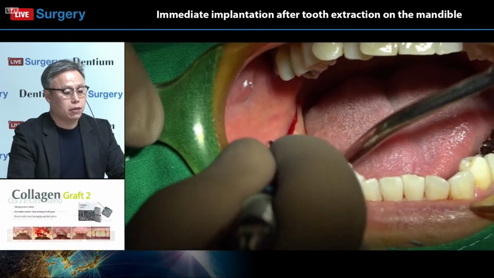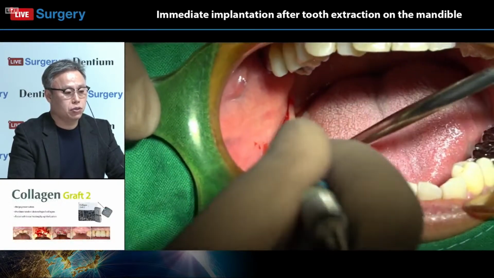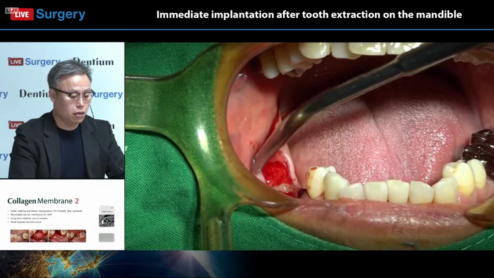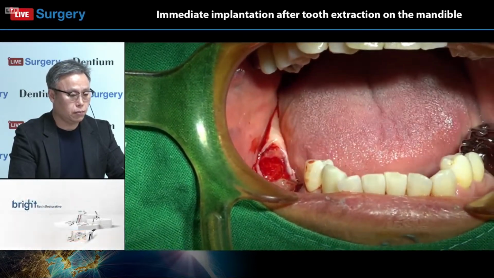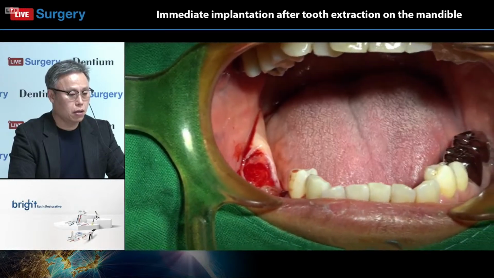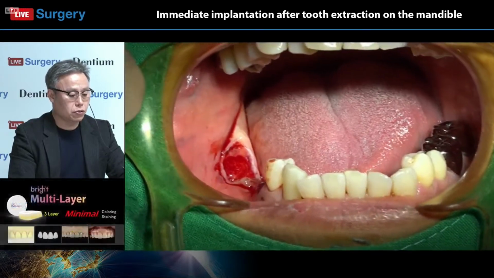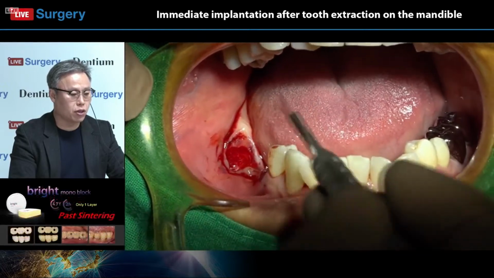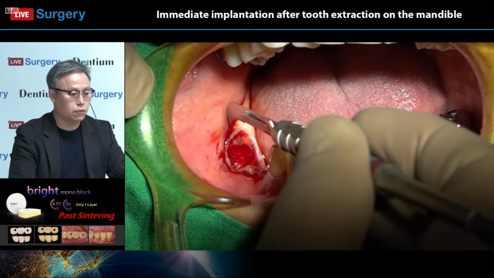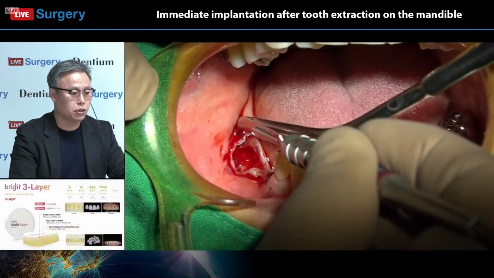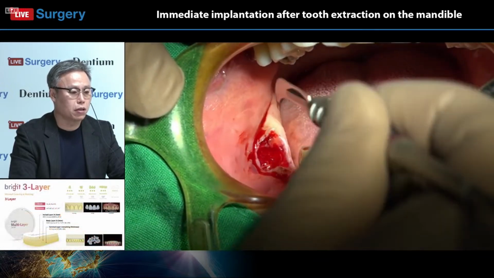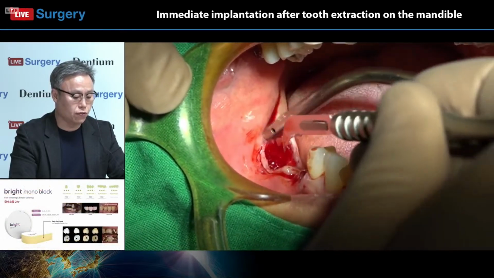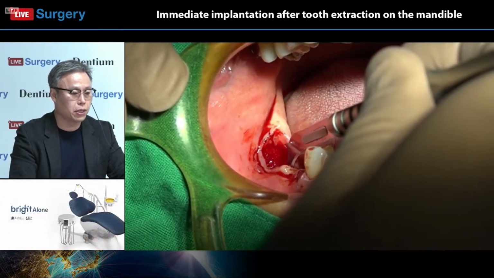The next step is removing the granulation tissue with the curved surgical curette. The instrument we use for the supracrestal fibrotomy is the Orban knife, as you all know, an interproximal knife. It's very useful for cutting the proximal tissue, and is also used for the supracrestal fibrotomy.